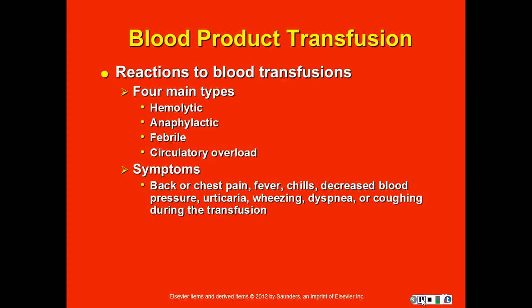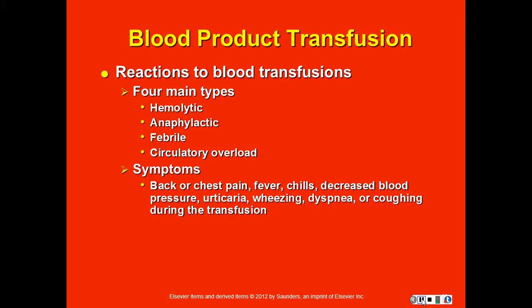Now your typing and cross-matching may pick up on this risk for a febrile transfusion. That's why you may give some blood with a leukocyte filter attached to it, to kind of take away those leukocytes to cut down on your patient's risk for febrile reaction. And then, of course, you can always put your patient into circulatory overload when you give them blood. Blood is a volume expander, right? Plus the fact that if you're giving fresh frozen plasma, that's expanding volume as well.